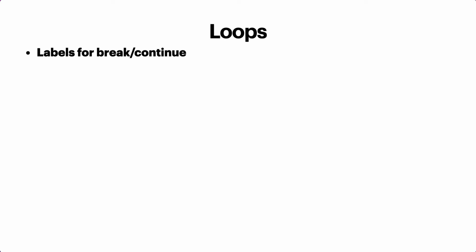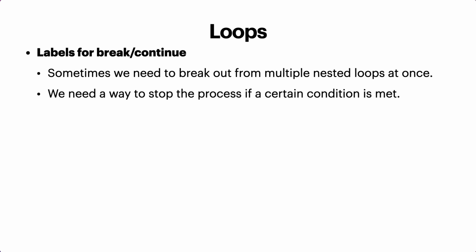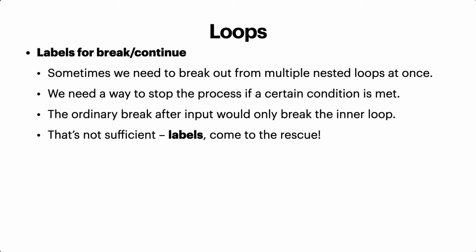Labels for break or continue. Sometimes we need to break out from multiple nested loops at once. We need a way to stop the process if a certain condition is met. The ordinary break would only break the inner loop, but that's not sufficient. So labels come to the rescue.